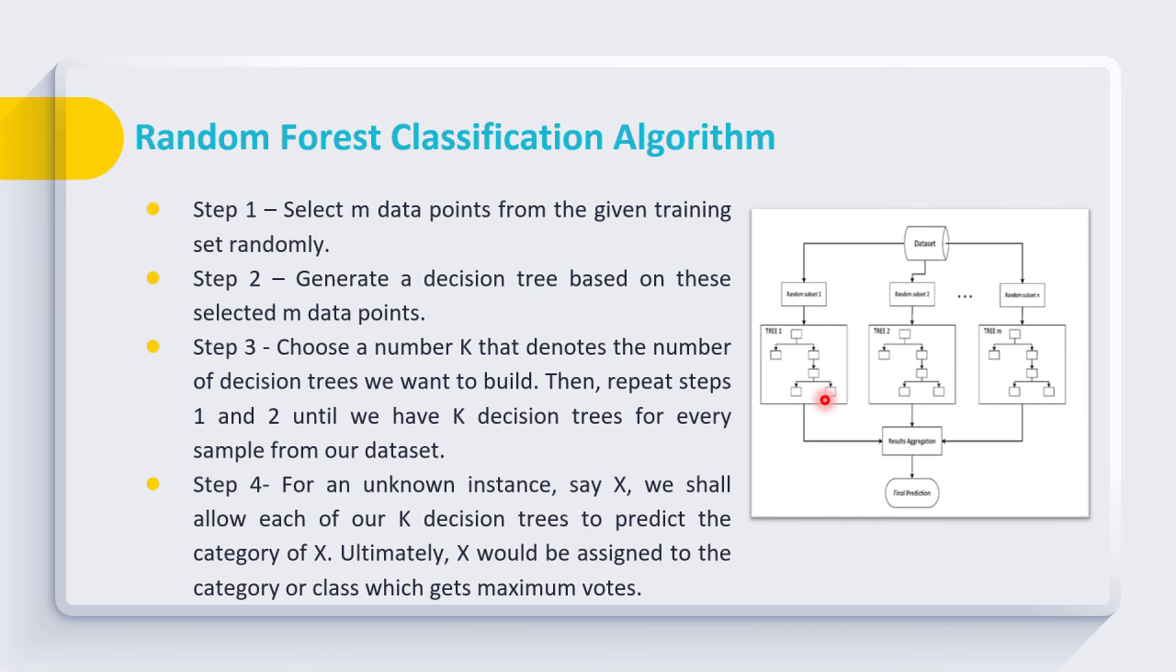In step 4, we are making our predictions. For an unknown instance, say X, we allow each basic model to make its predictions. Here we have k decision trees, so we will get k results, and then Random Forest finally aggregates all the results, and based on the majority it makes the final prediction. So these are the 4 steps through which we can implement Random Forest classification.